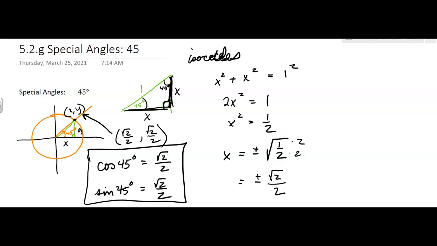Okay, and remember 45 degrees is equal to pi over 4 radians, okay? So I'm going to do these in degrees, but you can apply it to the radian measures as well.